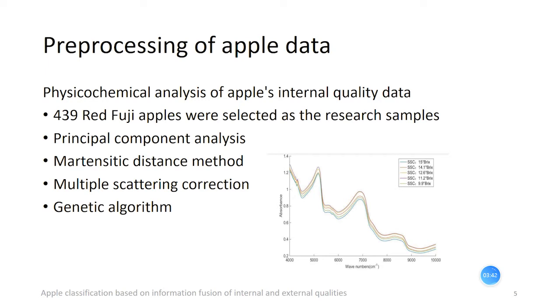Principal component analysis and Mahalanobis distance method are adopted to calculate and eliminate abnormal samples in the original spectrum. Multiple scatter correction is used to deal with reflecting lights. Also, genetic algorithm is used to select the optimal characteristic wavelengths and to produce inputs of the partial least squares prediction model.